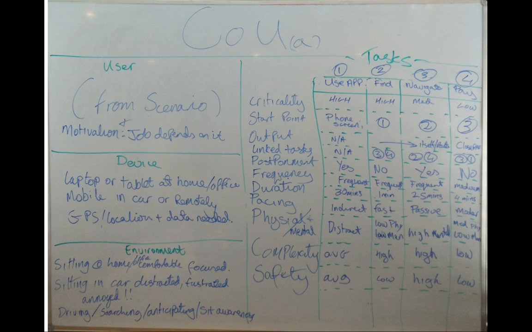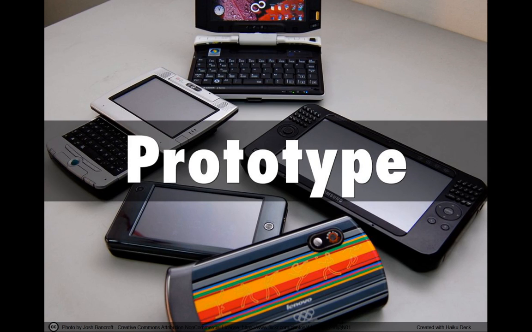The task I then broke up into 4 separate tasks. One super task, which is use the app, and 3 subtasks, which are find a location, navigate to that location, and pay for the parking. There's a load of criteria we'd measure these tasks against, such as how critical are they, what's the start point, the output, can you postpone it, what's the frequency and duration, etc. So now I know a fair bit about the problem, the user, and the task. Let's get prototyping.